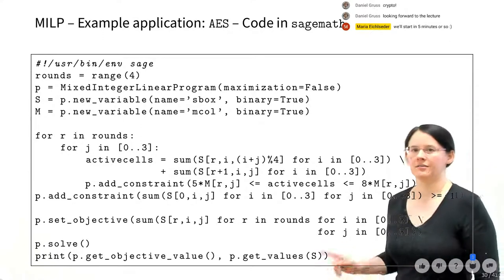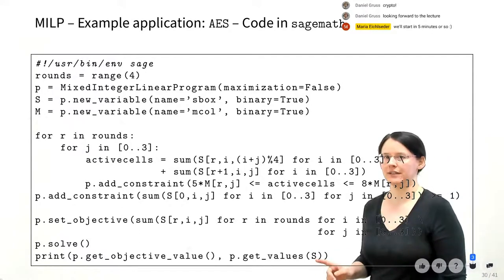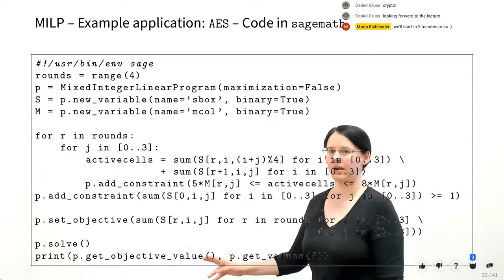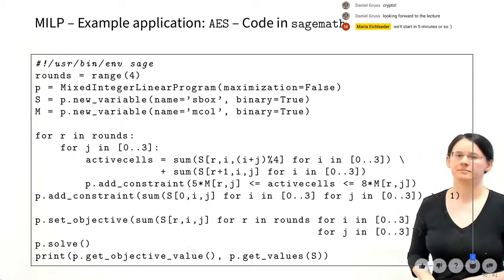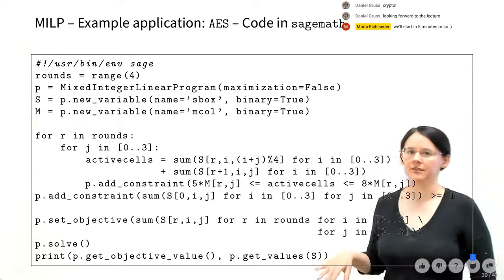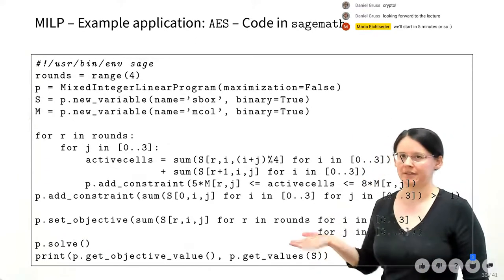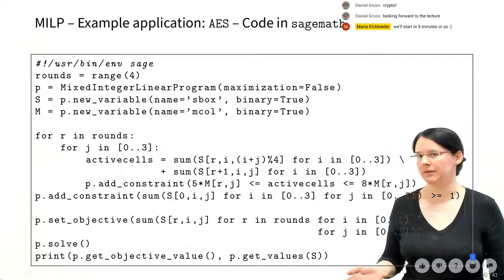So this is a valid solution, and additionally, you have the guarantee that it is an optimal solution, and that this is the optimal value that is possible under these constraints. And so you can just run this in your Sage. For small problems like just 4 rounds of AES, this is super fast.